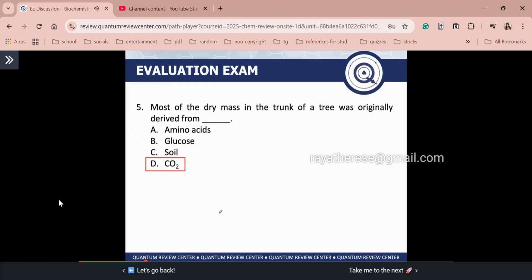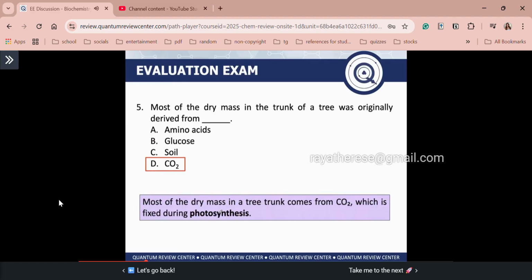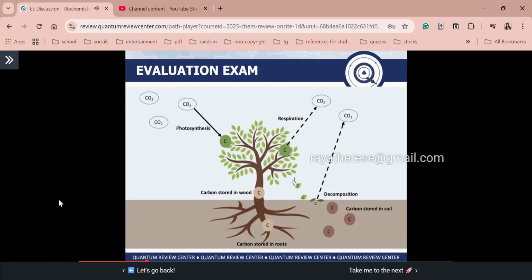Let's check again. Answer for number 5 is letter D. Carbon dioxide fixed during photosynthesis in our Calvin cycle. Right? Of course, this is our reactant. So some of your carbon dioxide will be used in photosynthesis, of course, and others will be stored as carbon. So again, your photosynthetic pathway allows trees to absorb carbon dioxide from the atmosphere and use sunlight to convert it into glucose.